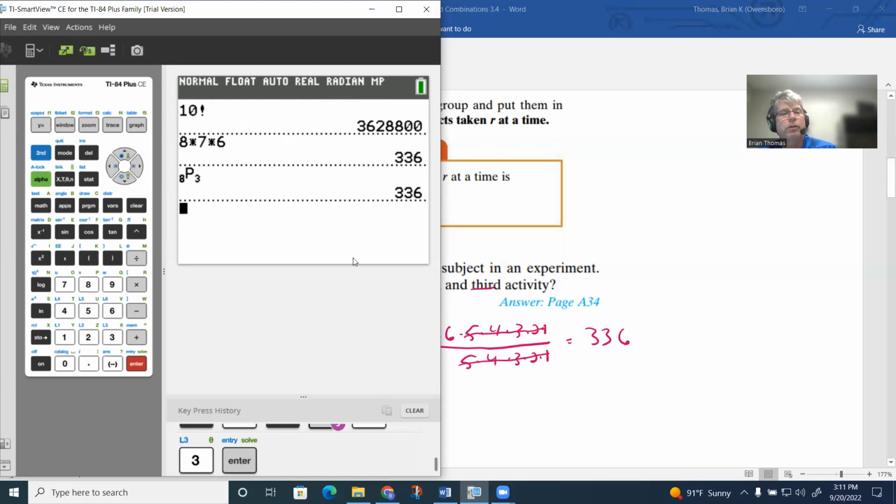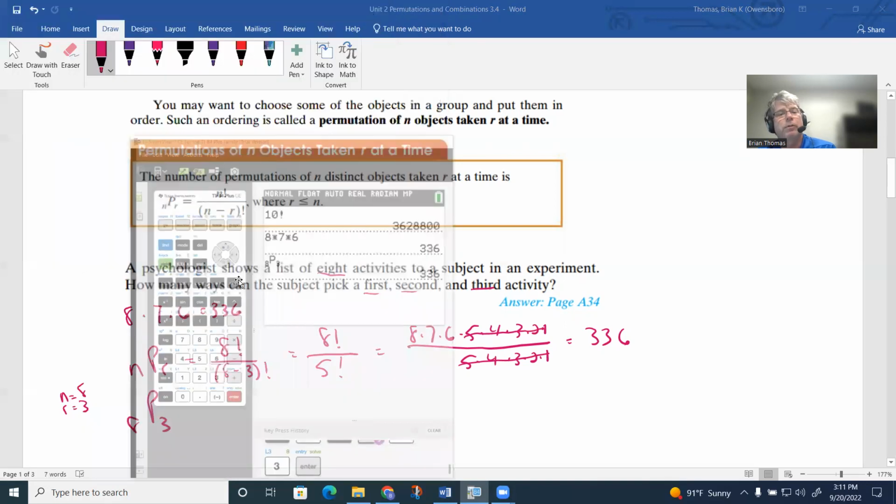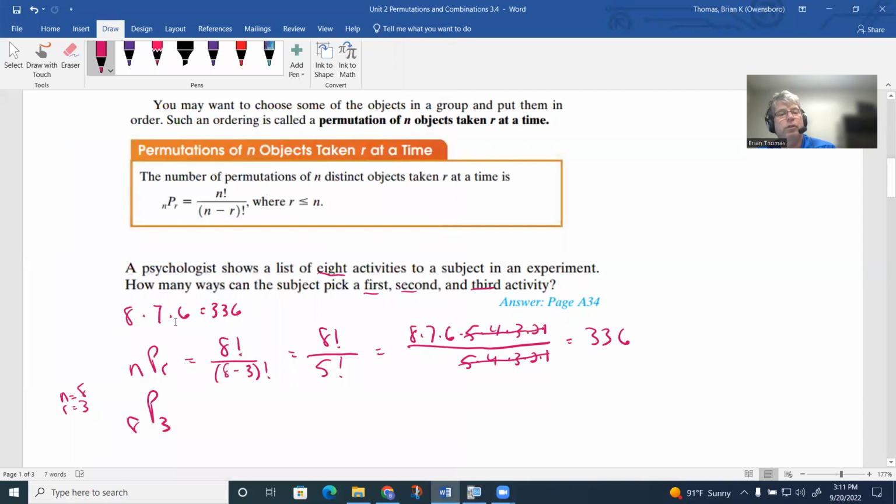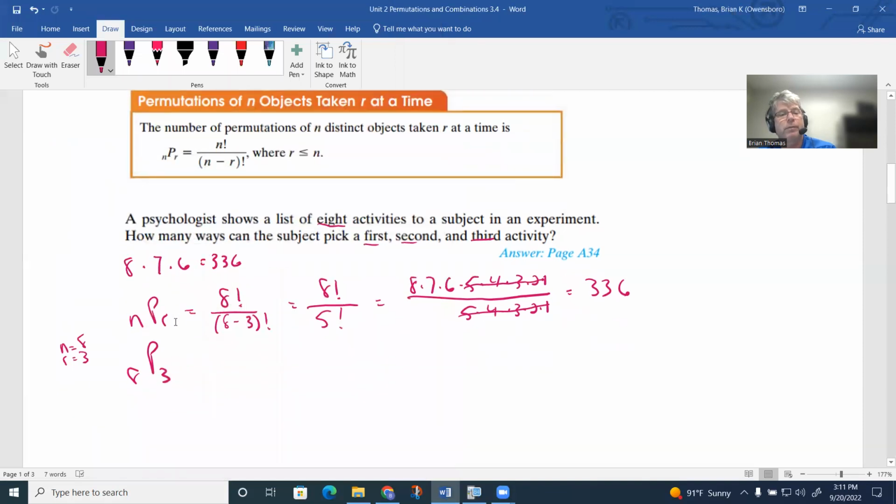So there are many options to do this. The shortcut is if you recognize it's a permutation, you can just put it into the formula. But sometimes it's quicker if I just recognize that it's going to be 8 times 7 times 6 and be done with it.